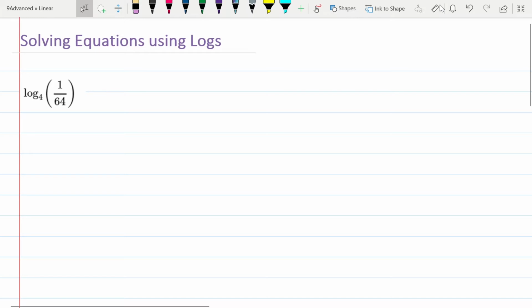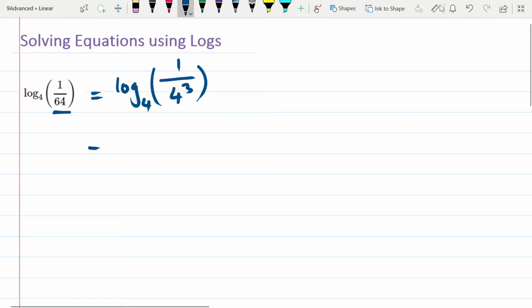Let's look at solving equations using logarithms. To start off, we'll simplify a couple of expressions. So this first one here, we've got log to the base 4 of 1 over 64. What we should do is try and write what's inside the brackets in terms of 4 to the power of something. So we should recognize that 64 is the same as 4 to the power of 3, or 4 cubed. So this whole expression could be written as log to the base 4 of 1 over 4 cubed.